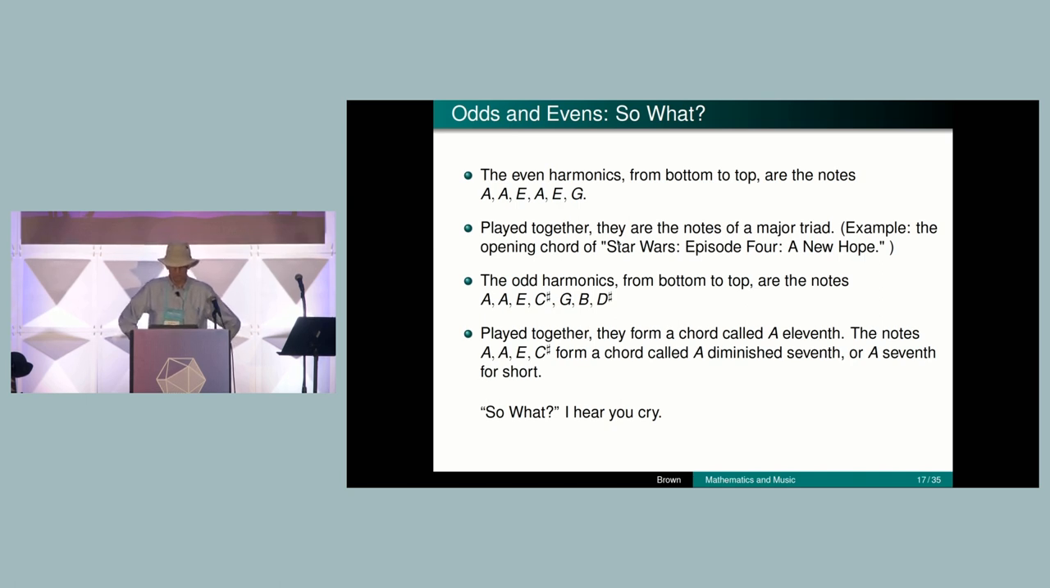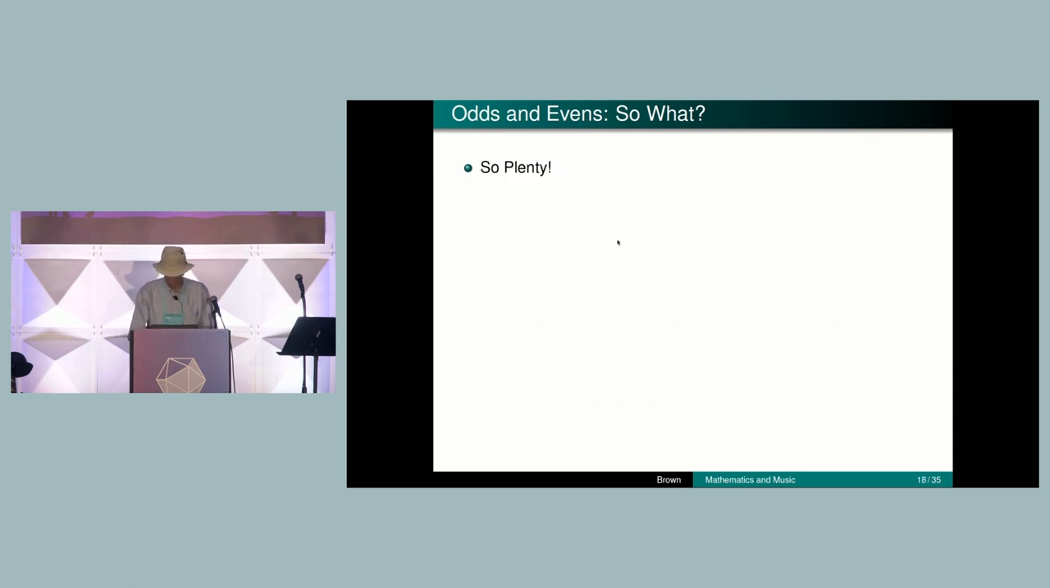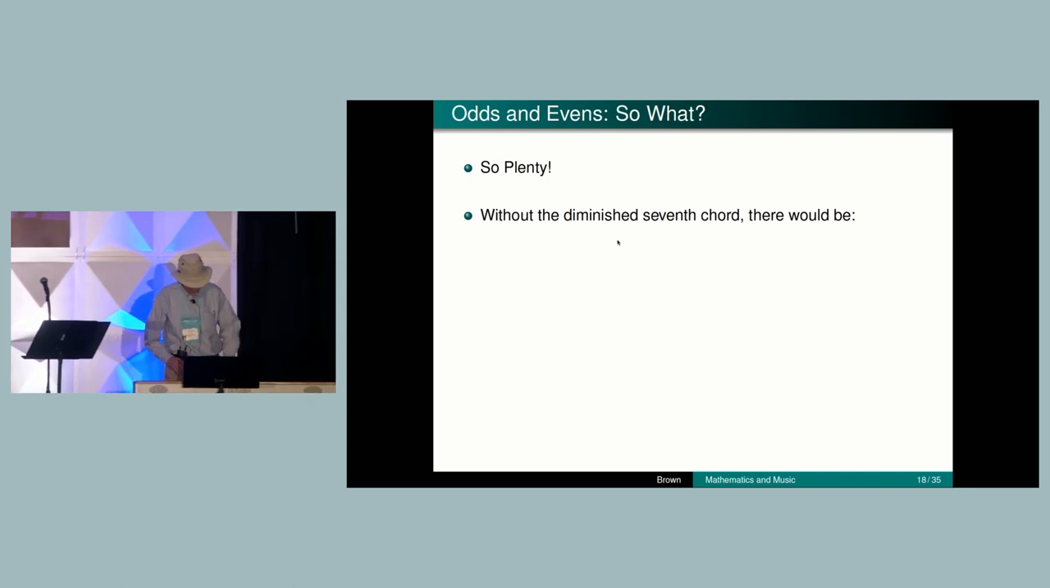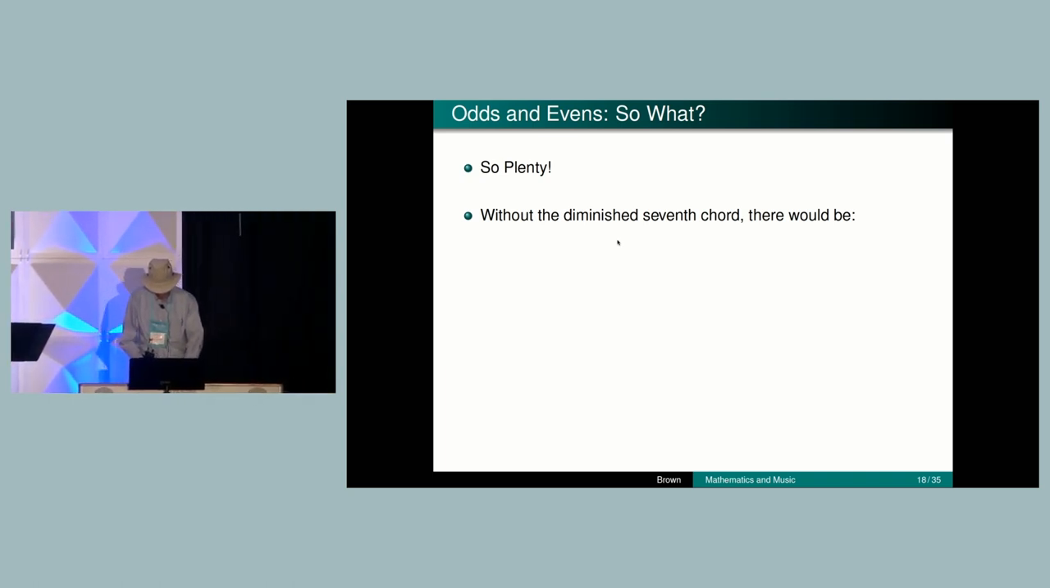The first four of those form a chord called a diminished seventh, or a seventh for short. So what? So plenty. Without the diminished seventh chord, which is an interesting chord, now, that's composed of two interlaced fifths.